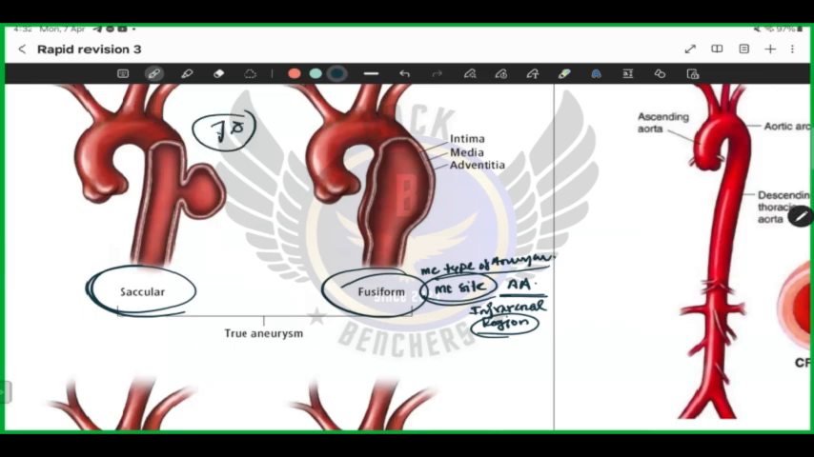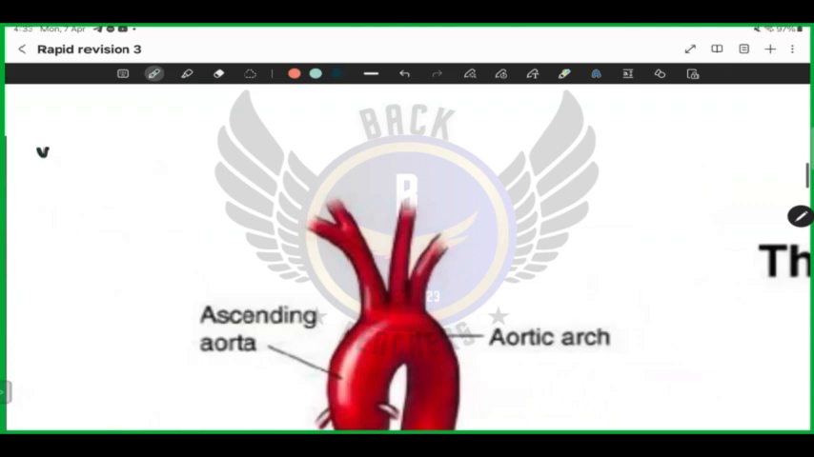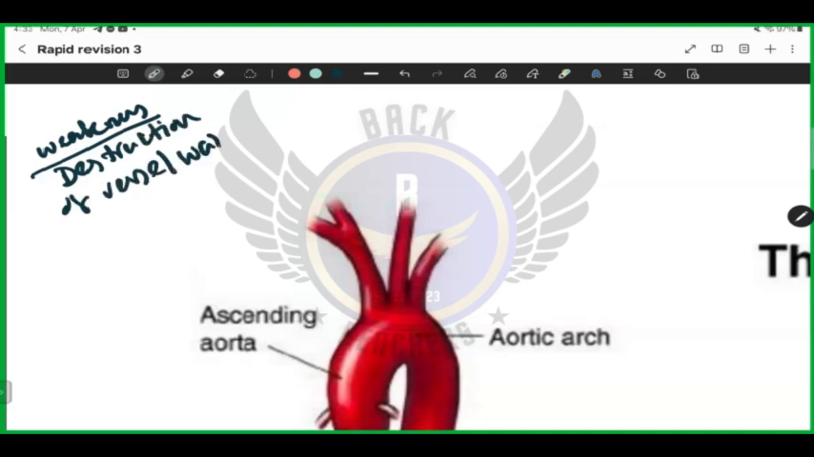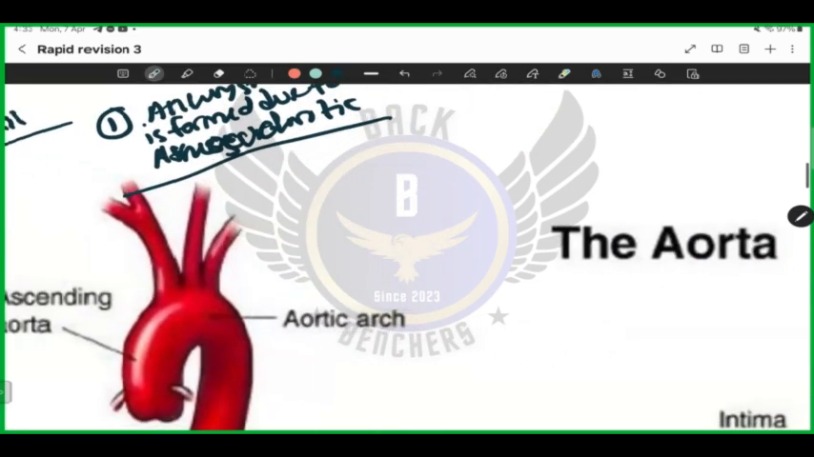You will have 7 to 8 questions from vascular surgery, mostly. These go under pathology. Remember three types of aneurysm according to the mechanism, that is weakness or destruction of vessel wall. Now we know that if an aneurysm is formed due to atherosclerosis, we will call it atherosclerotic aneurysm. Now there are some other things too that can cause aneurysm.